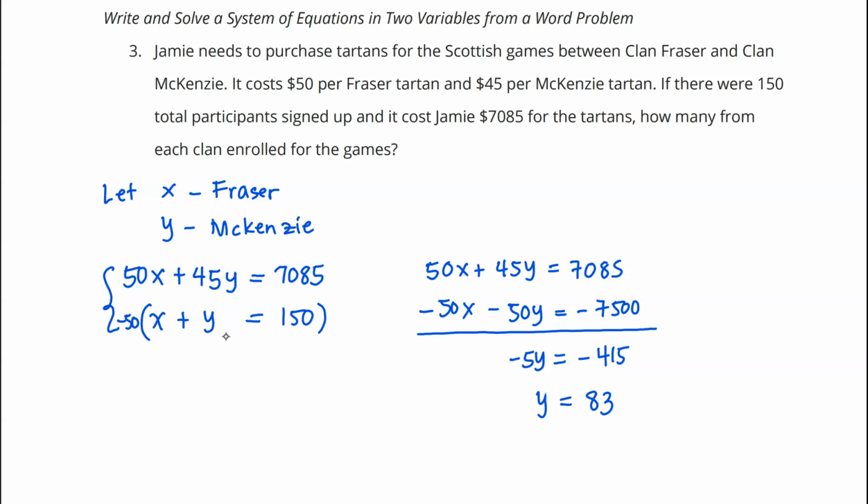So then you go back to this equation again to solve for x. Plugging it into the equation, you have x plus 83 equals 150. So 150, if you transpose on the other side, 150 minus 83 is equal to 67. x is equal to 67. So there are 83 for Mackenzie and 67 for Fraser.